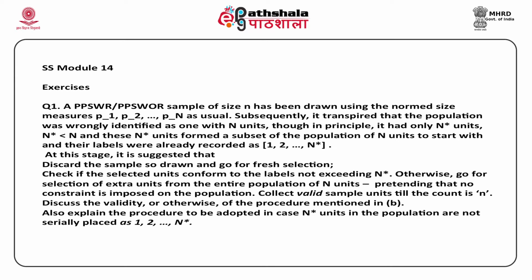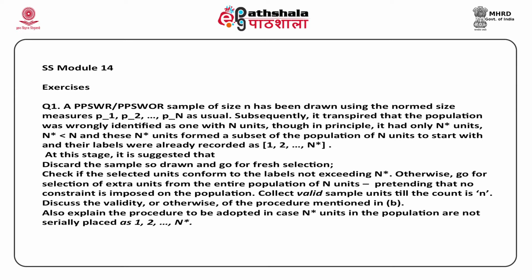The idea is you continue doing as you have been doing before, but make sure that you only look for units within up to and including capital N star. The moment you get small n of them, stop there. So, these are the two approaches suggested. First one is nothing, discard the sample and then go for fresh selection, that anybody can tell.